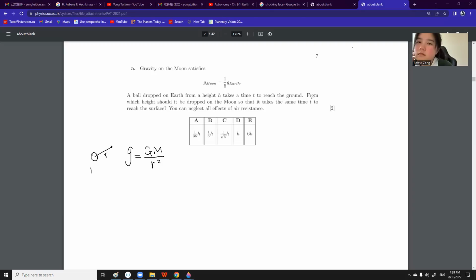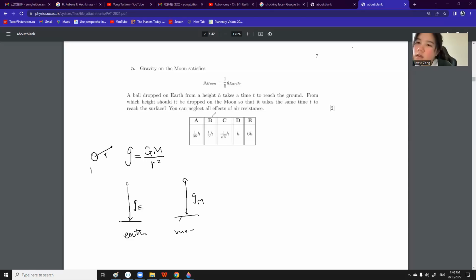Do you want to read the question? On Earth, from a height h, it takes a time t to reach the ground. From which height should it be dropped on the moon so that it takes the same time t to reach the surface? So this is a different g. This is Earth, right? This g is g_E. And the other is on the moon, so the moon is 1/6 g. Yeah, so that is 1/6. This is the moon.